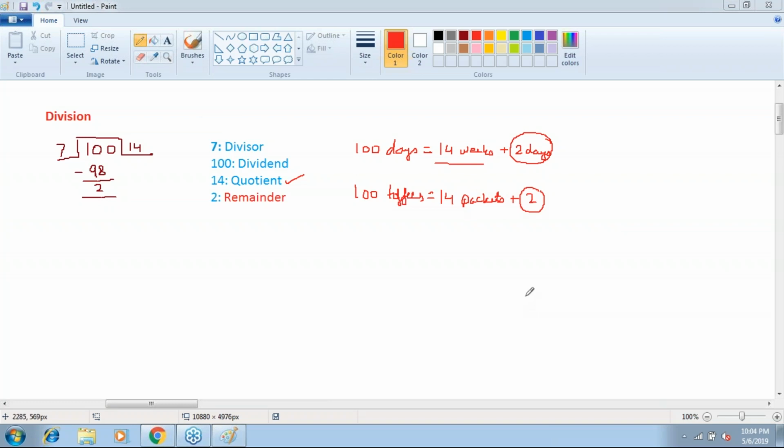Okay, so 14 packets and 2 extra toffees. This tells me that in the process of making the 15th packet, I just could not make it because there were only 2 toffees left. Can I also say that I got short of 5 toffees in the process of making the 15th packet? I think so.